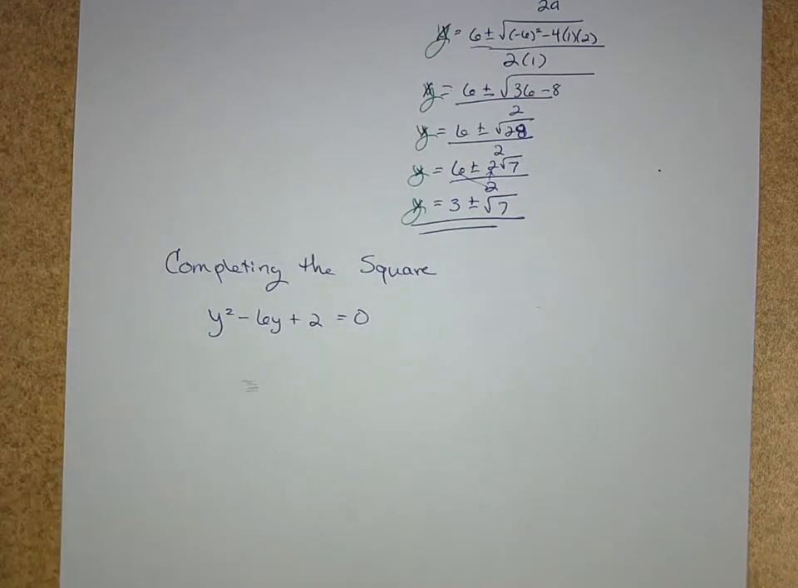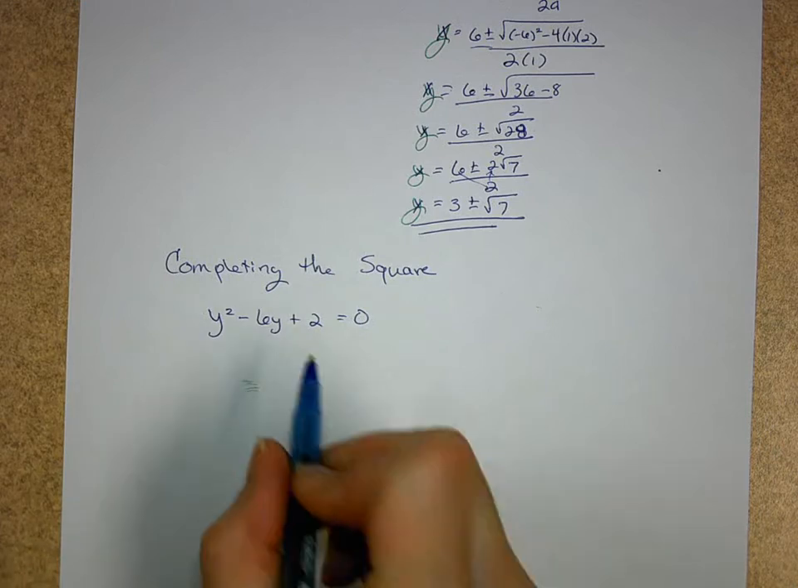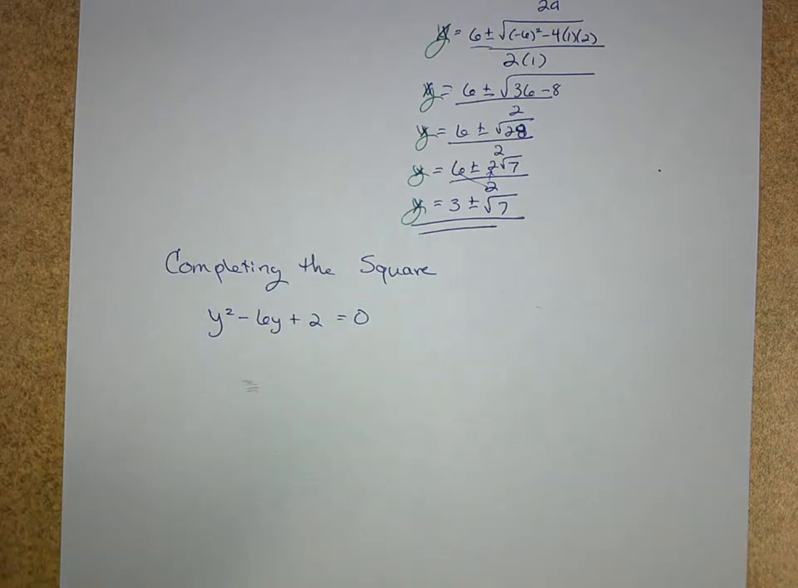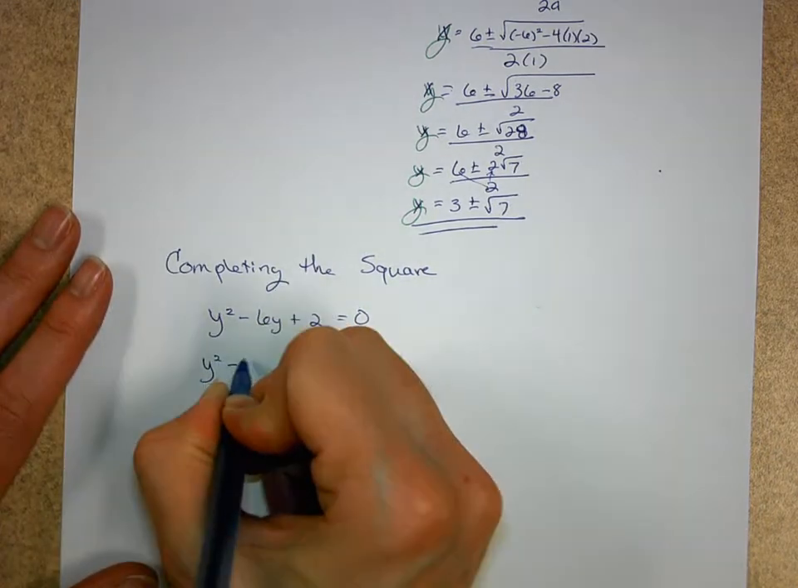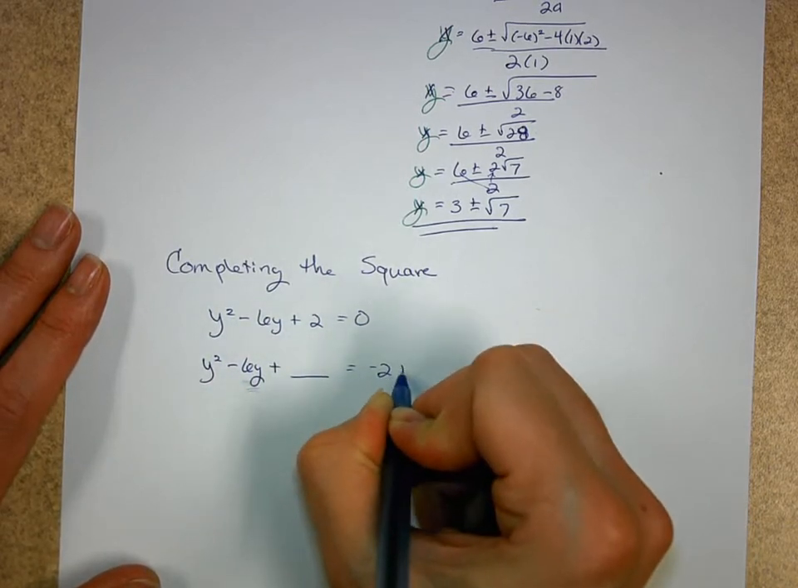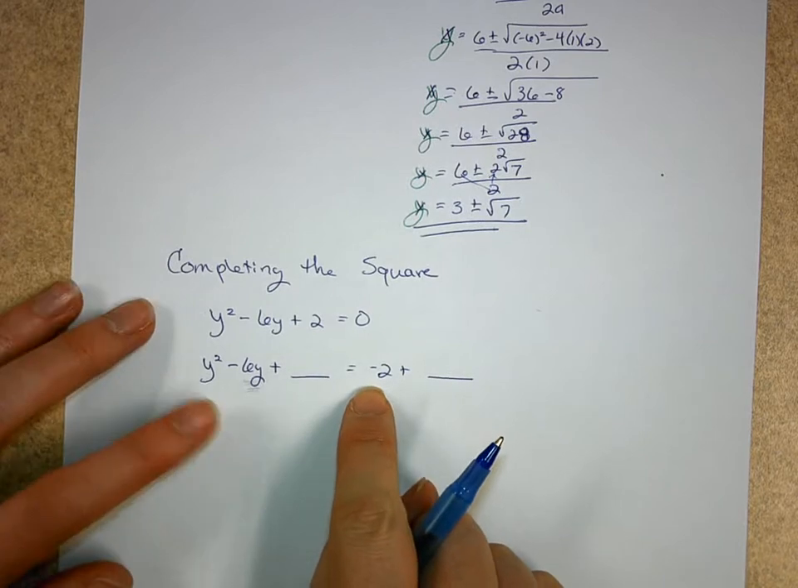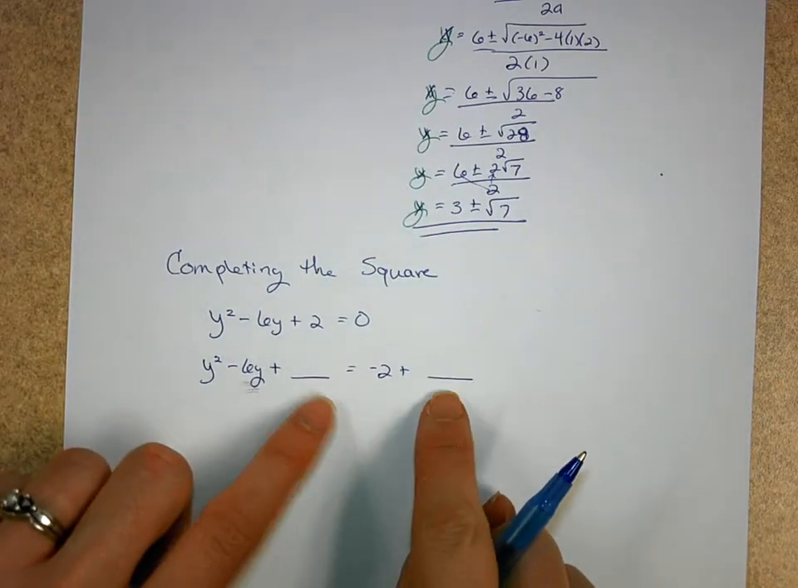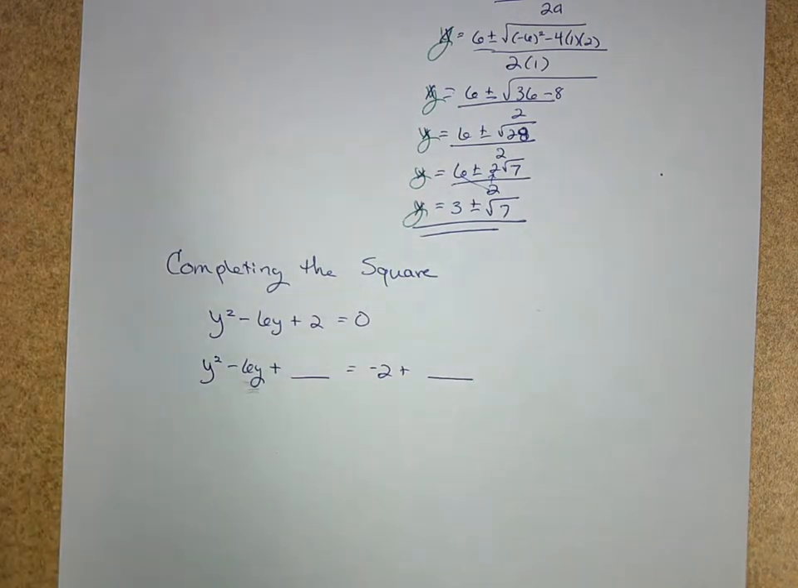First thing you're going to do, if you're going to use completing the square, you move your constant term to the other side. So I go y squared minus 6y, and I'm going to go plus blank equals a -2 plus blank. Notice I move this to the other side. The reason why I have a blank here is because if I add to one side of the equation, I have to do it to the other side.